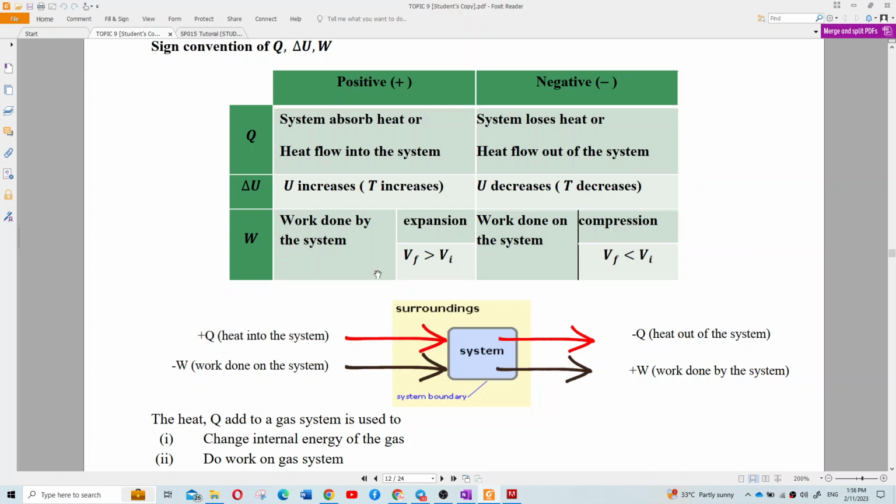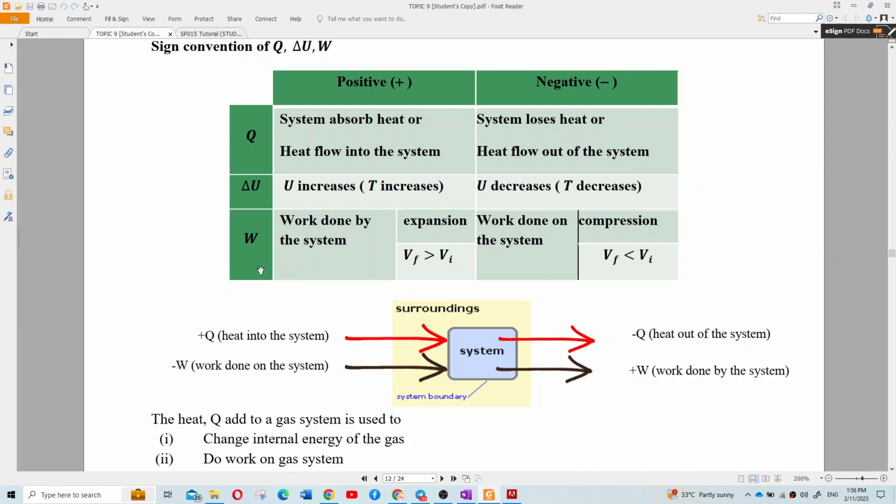Good. Now, work done. Work done by system. This work done is not by aircon or fridge. Work done is more to piston, more to piston in the engine, in the car. Work done on the system.